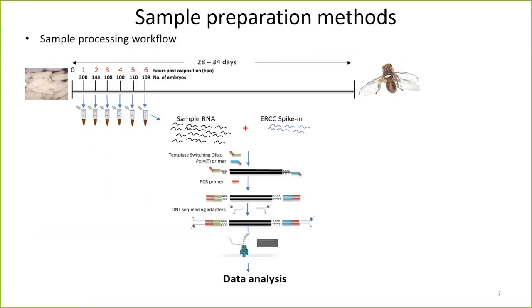This is our sample preparation procedure. Basically we let the females lay the eggs. These eggs are not sexed, so we don't know which one is going to be male and which one is going to be female, so they are a mixture. We incubate them after oviposition for 1, 2, 3, 4, 5, or 6 hours. So we have 6 samples that I will be presenting. The eggs will be counted, and RNA will be extracted from these eggs.